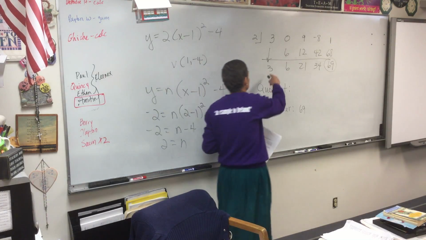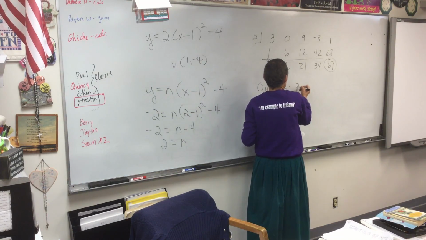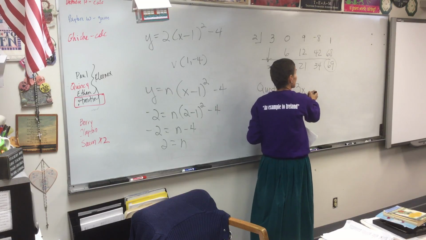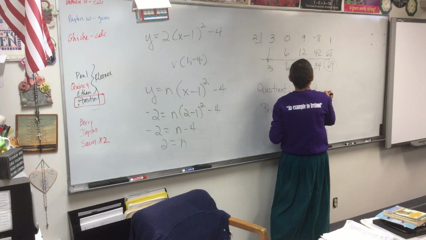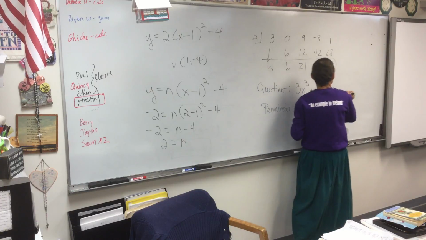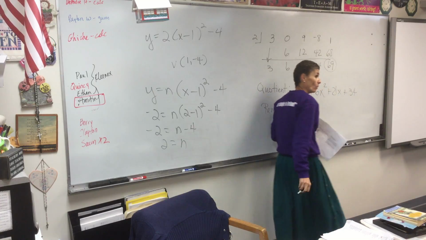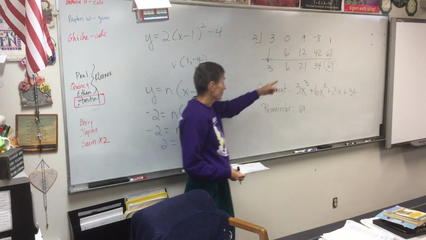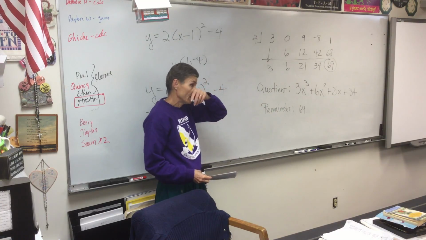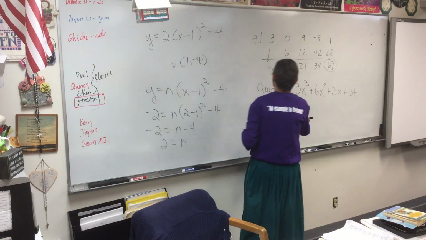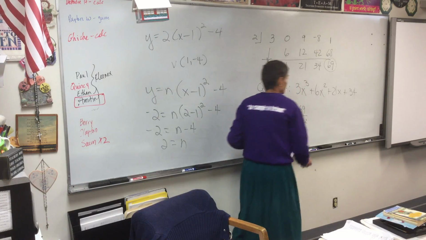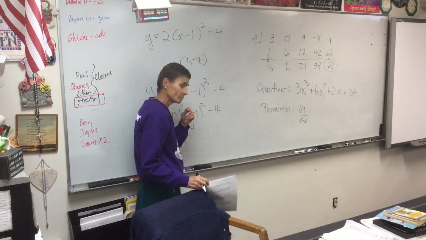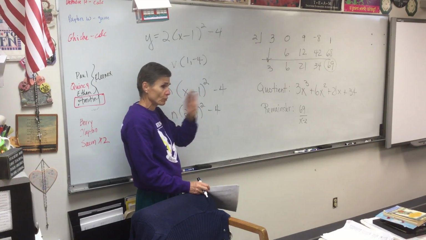What's the quotient? 3x cubed plus 6x squared plus 21x plus 34. That's your quotient. And then your remainder is the 69. You can either write 69 or you can put 69 over x minus 2. That's up to you. It doesn't matter to me. Both are going to get full credit.